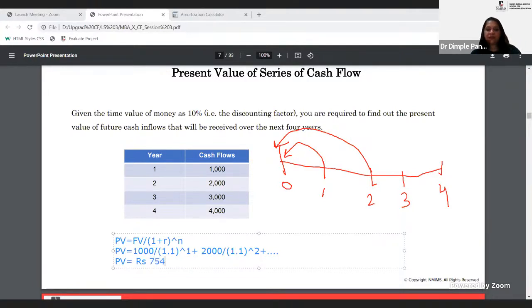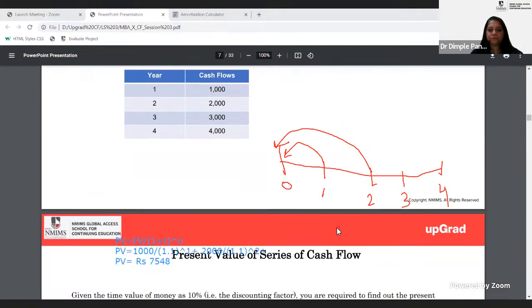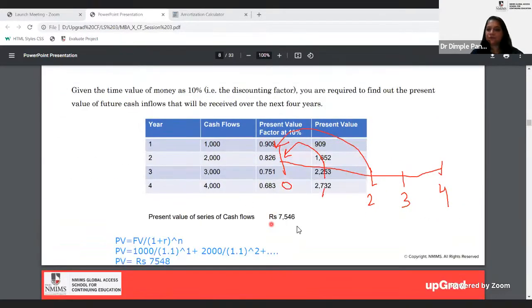So 7,548 as per Yunus. Anyone has any different answer, or do we agree with him? Right? Okay. 7,446, which is absolutely fine. It's just the number of decimals that we have taken.